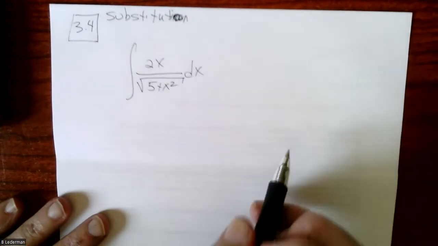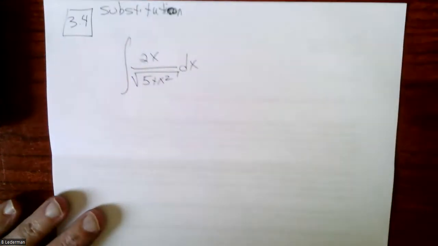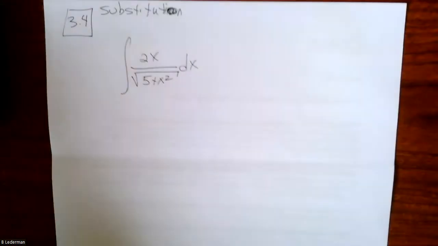Very good. So let's say we have an integral like this, the integral of 2x over the square root of 5 plus x squared. Now, this is something that's a little bit different than what we've seen.